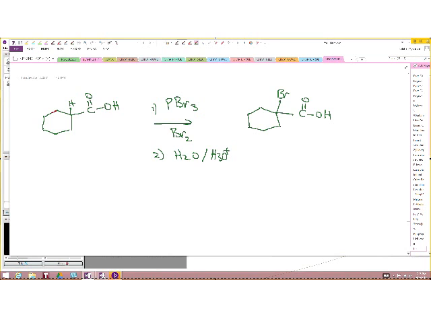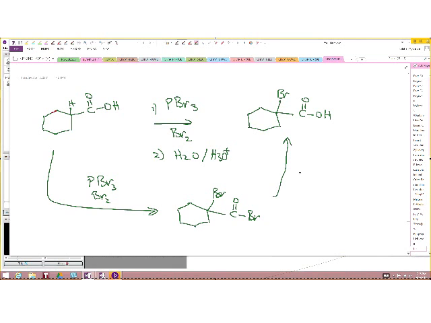Keep in mind, without the water, what you form is the acid bromide, plus the alpha hydrogen is also replaced by bromine. If you just do this, this is what you get. At this point you simply now take water to hydrolyze this to carboxylic acid.